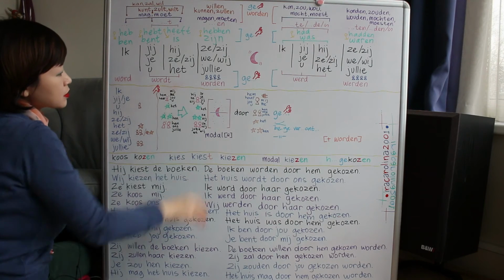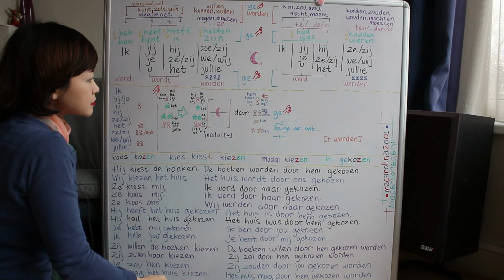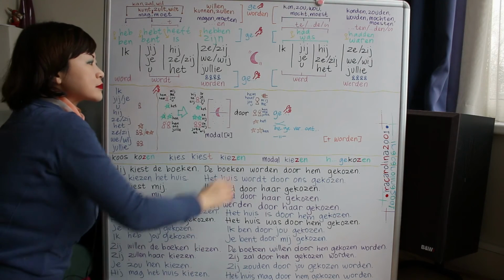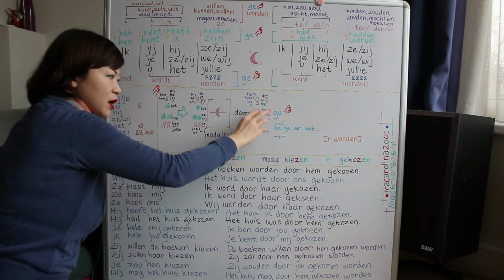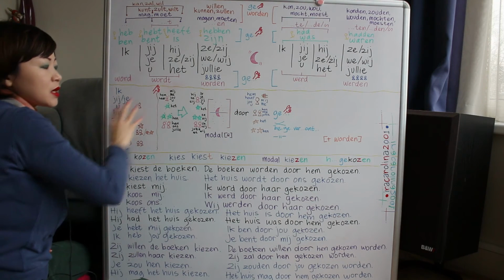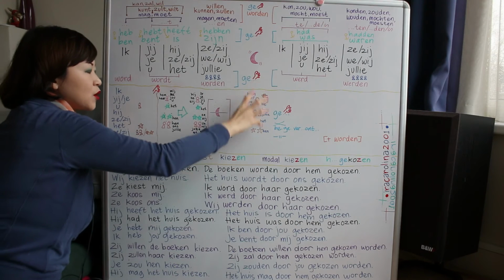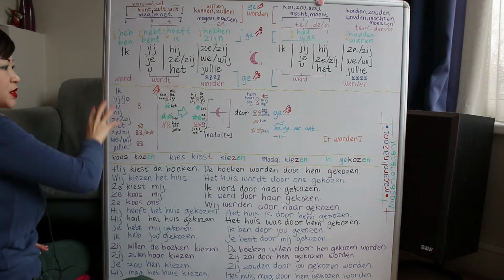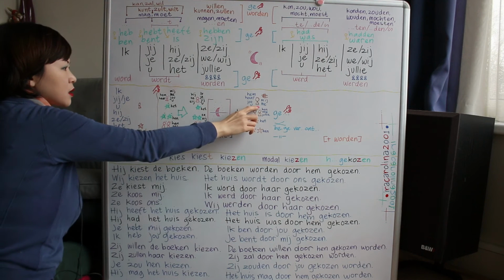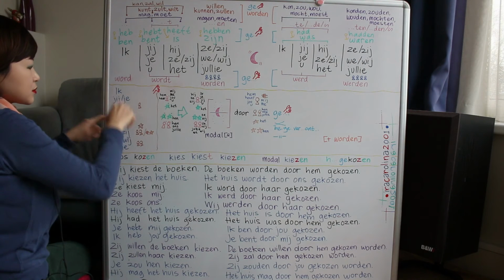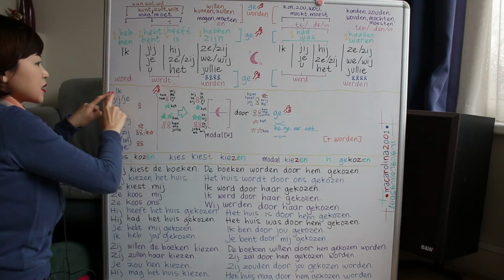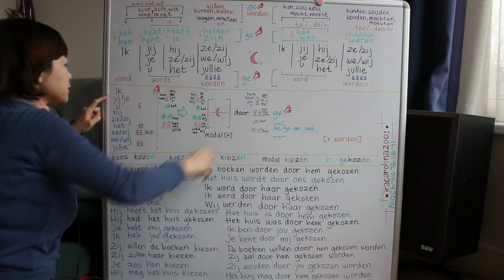And this is the modals, if there are modals. And then we put door, it means by. And the object now is the one that was subject in the active sentence. In the passive sentence, the object is the one that was subject in the active sentence. So we can see here, but of course, instead of ik, in the passive sentence, it becomes mij or me.